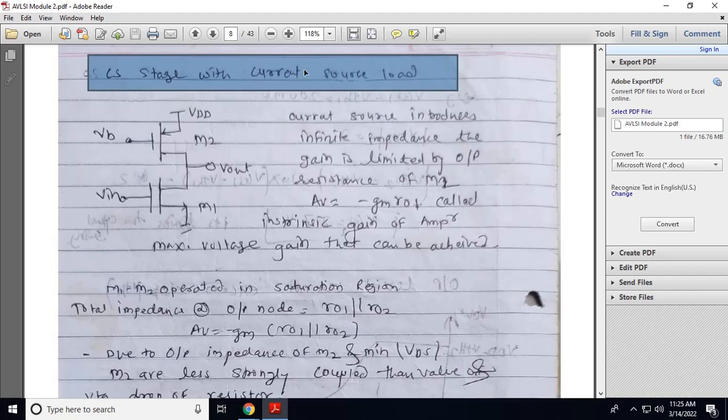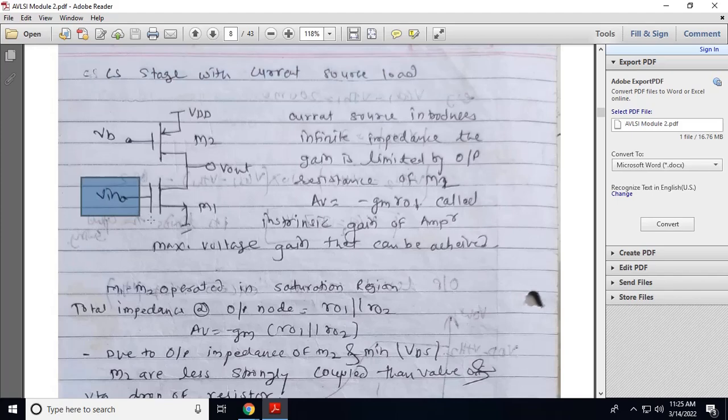Common source stage with a current source load. So we apply the input to the gate terminal of the transistor. Source is common, output is measured at the drain terminal, and we are using a current source as a load. So MOSFET M2, by applying proper voltage on the gate, acts as a current source.